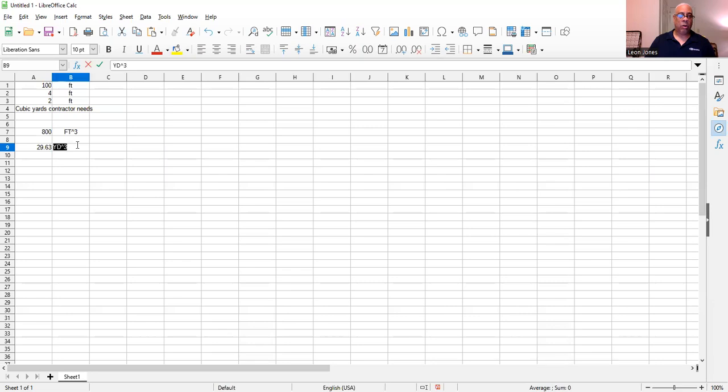And you want to make it look good. And that's what you got. You have 29.63 cubic yards. Now everything is done in hundreds. Hundreds are very accurate. Now let's try something else.